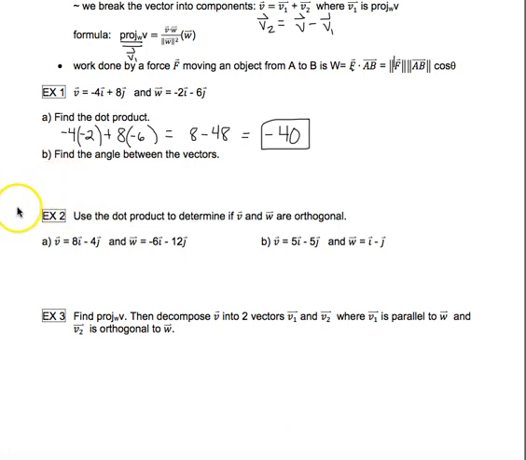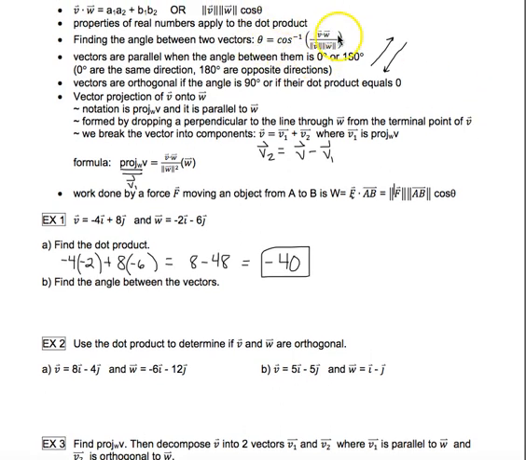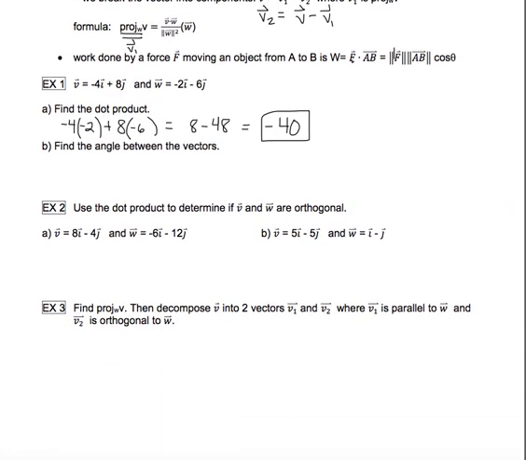Part B asks us to find the angle between the vectors. So that's going to be this formula right here. We've already found the dot product, so I don't need to do that over again. I do need to find the individual magnitudes of those vectors. So I already know that my theta is going to be the inverse cosine of, and then the dot product goes on top, and then the product of the two magnitudes is what's going to go on the bottom. So I need to find the two magnitudes first.